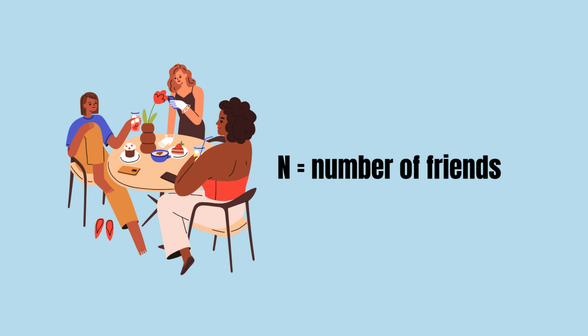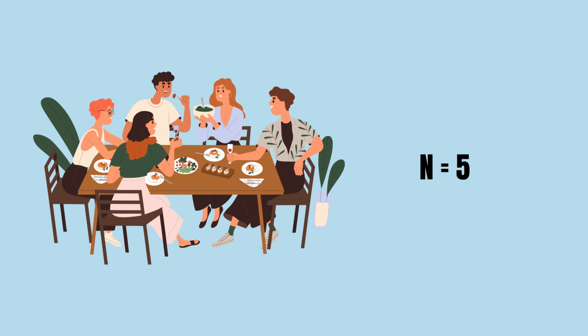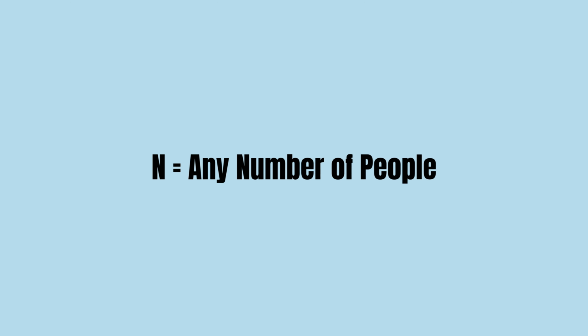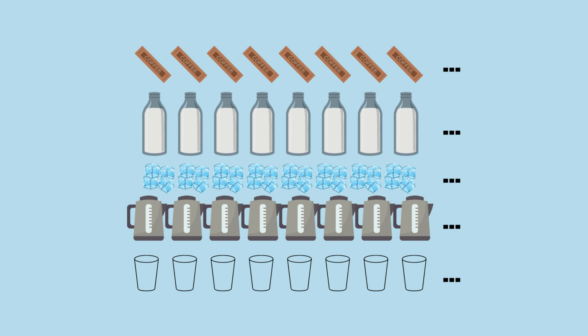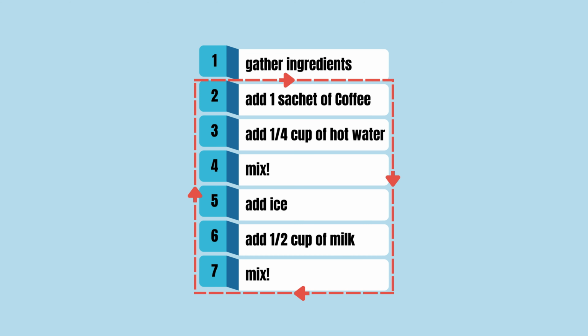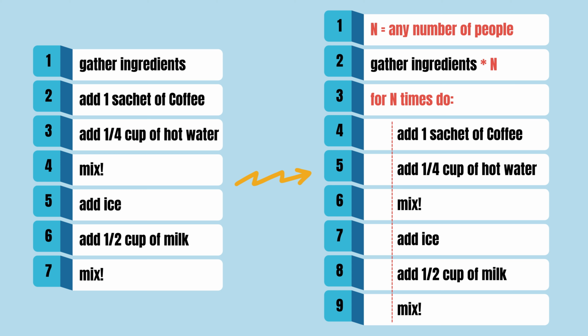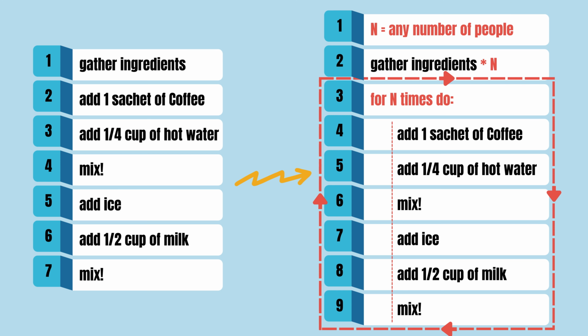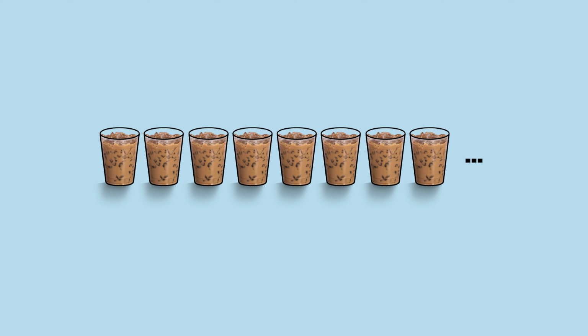Assume that the variable n declares the number of friends you are having over. N can be 3 friends, 5 friends, 8 friends, 11 friends, or any other number of people. You should have an algorithm that works correctly no matter how many friends you're having over. For start, you may want to multiply the number of ingredients by the number of guests, which is n. Only this way you will be assured that you have enough ingredients for the guests, and then simply repeat the following steps n times. Then the new algorithm would be something like this, that repeats the 3rd to the 9th step n number of times. Now you have n cups of iced coffee ready to be served to n friends.